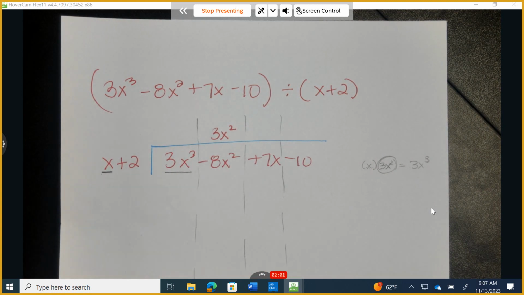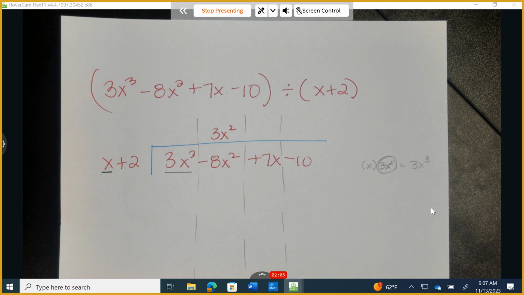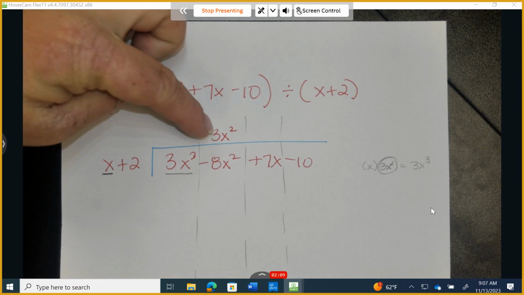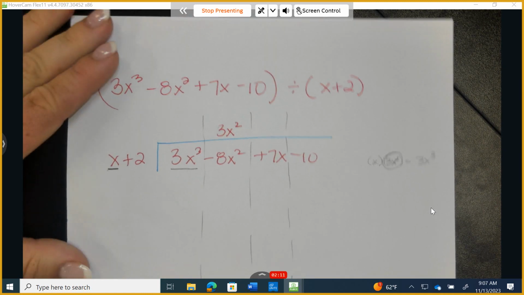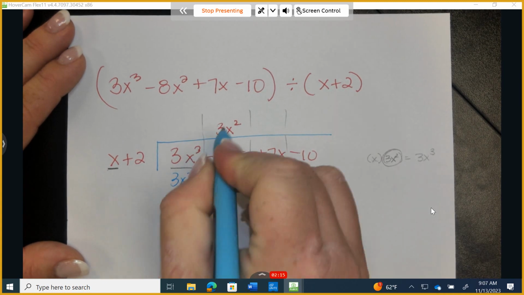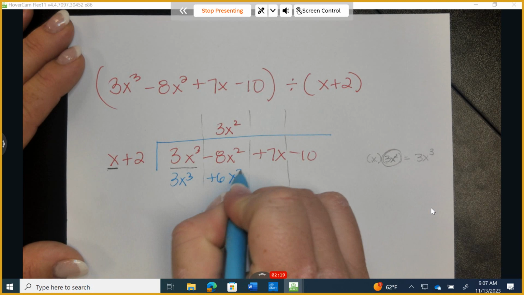I'm moving quickly because we're not learning this for the first time. Now I'm going to distribute this. So I'm going to distribute the 3x squared to both terms on the outside. So 3x squared times x is 3x cubed. Give me 1 second to move this up. So this is 3x cubed. And then I'm going to distribute to the positive 2 to get 6x squared.